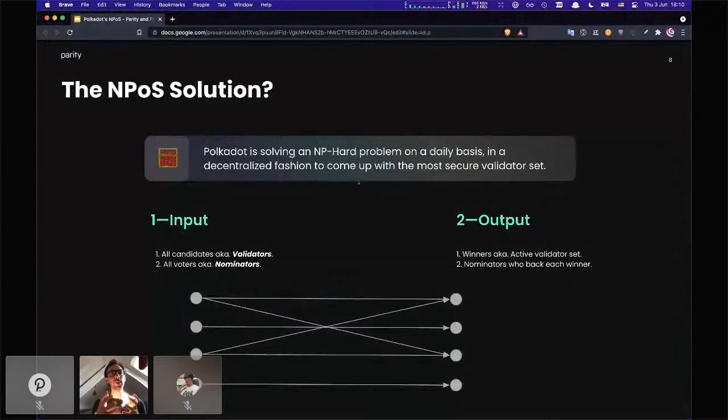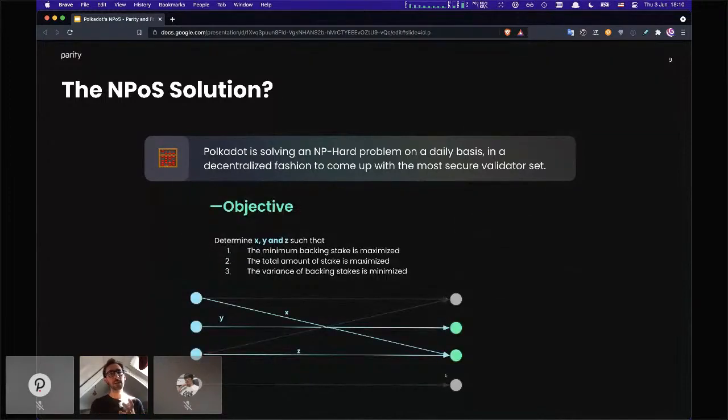So looking at this NPoS system, let's call it the NPoS problem, we have a bunch of nominators and a bunch of validators, and there is a graph in between them, where nominators, AKA voters, name a bunch of validators that they wish to back. And the output of this NPoS algorithm should name which of these validators are the winners or should be the winners, and how much stake from each of the nominators that back them should be given to each of the winners.